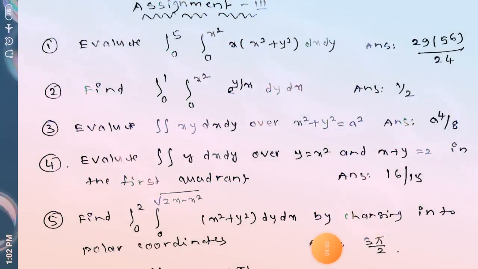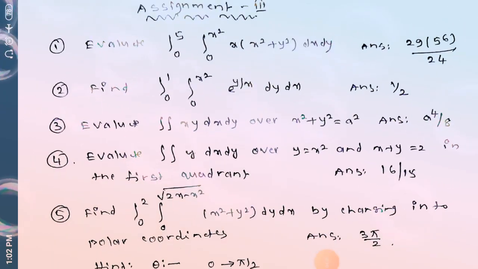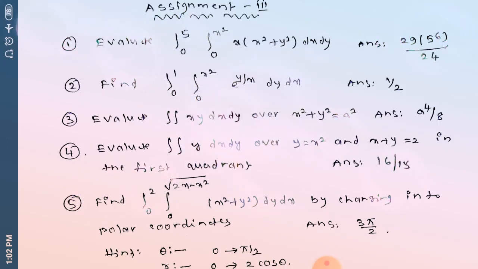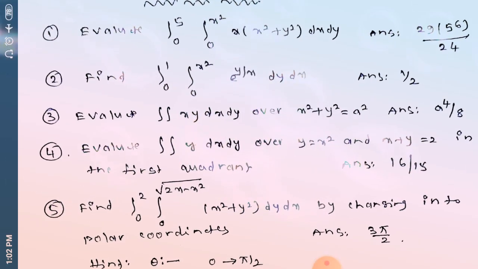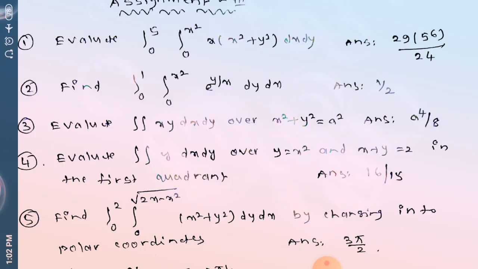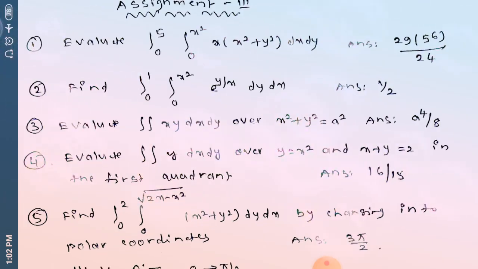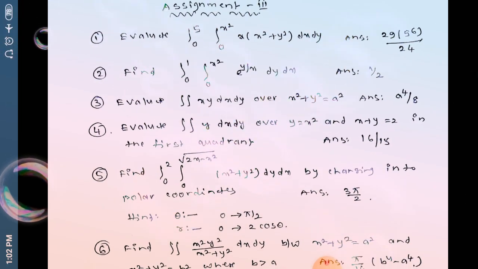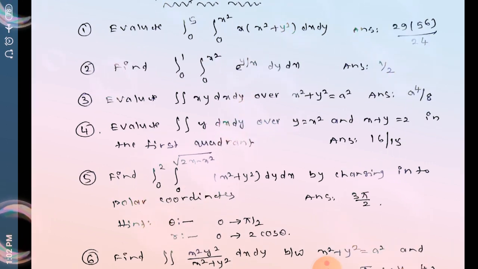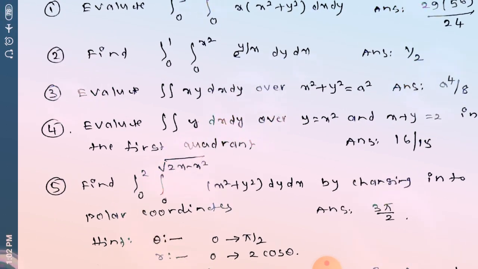Now coming to the fourth problem, evaluate the double integral y dx dy over y equal to x square and x plus y equal to 2 in the first quadrant. In order to get that value, again the same procedure. A double integral means you compulsorily need two limits, that is variable limits, x limits and y limits. The one thing is two equations are given.